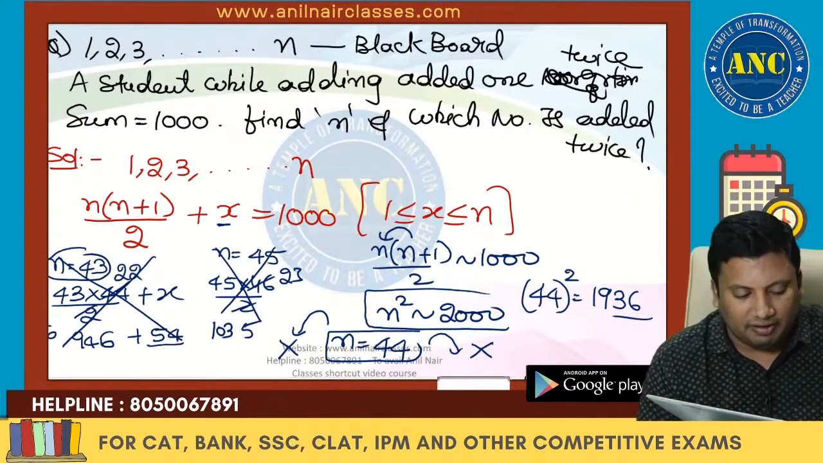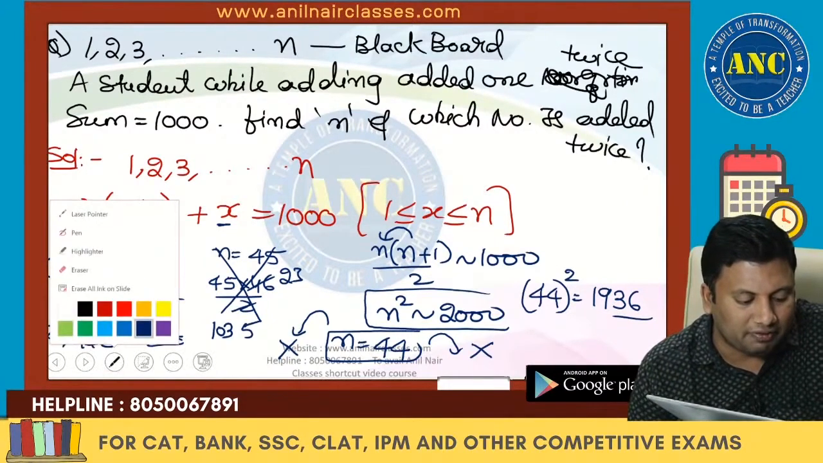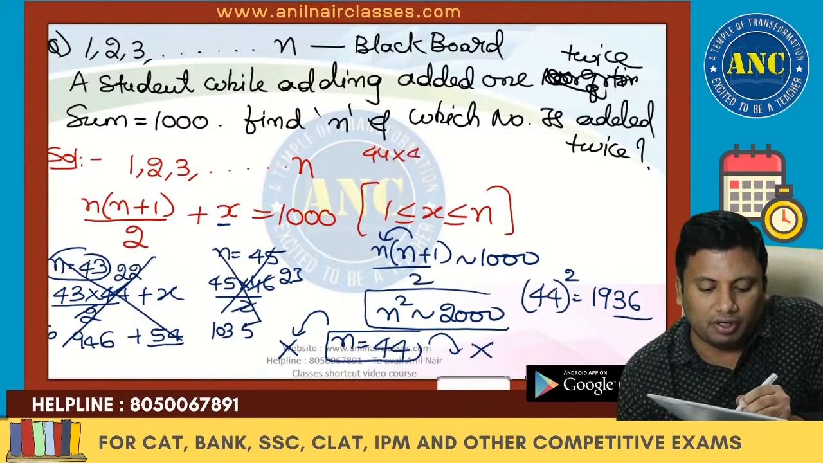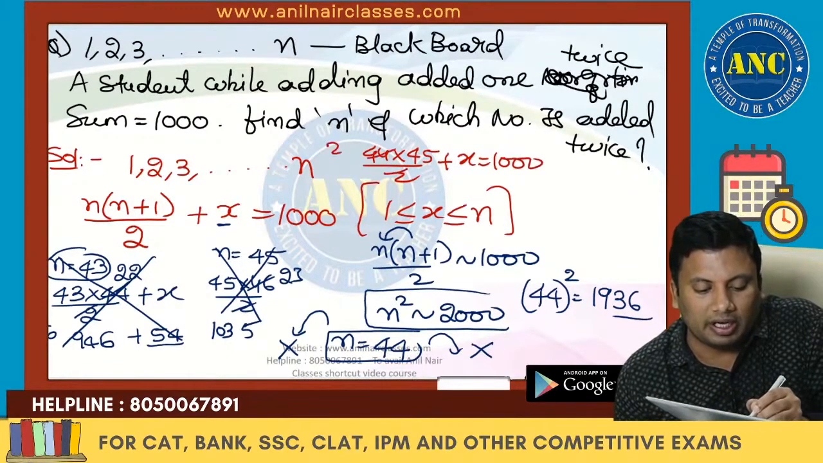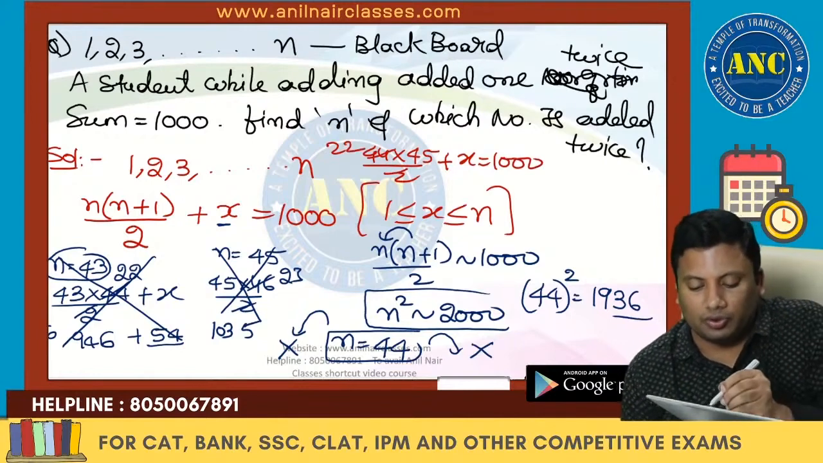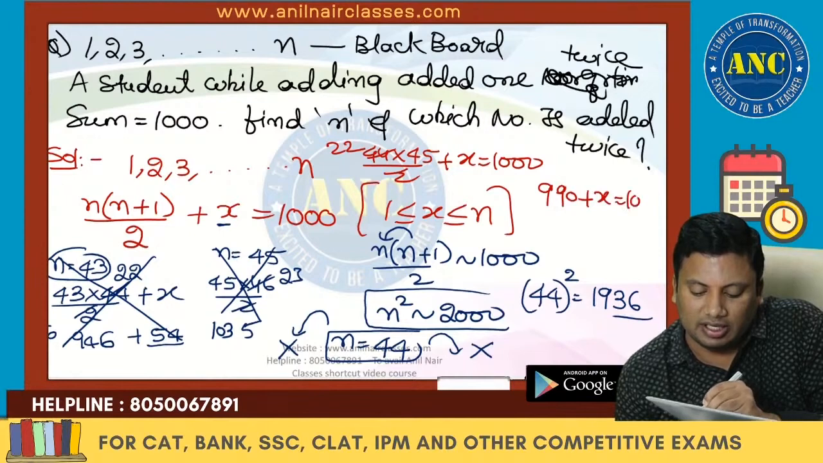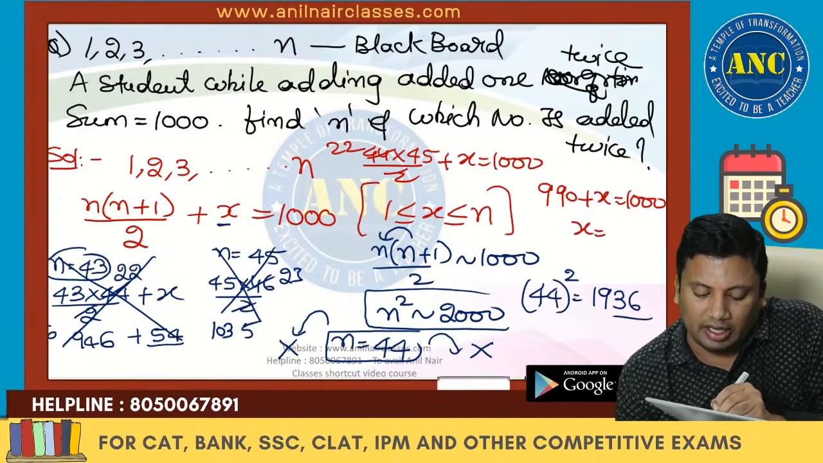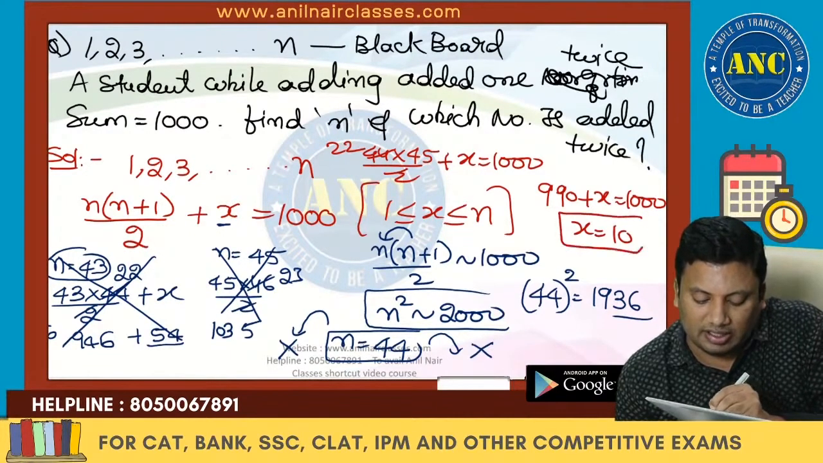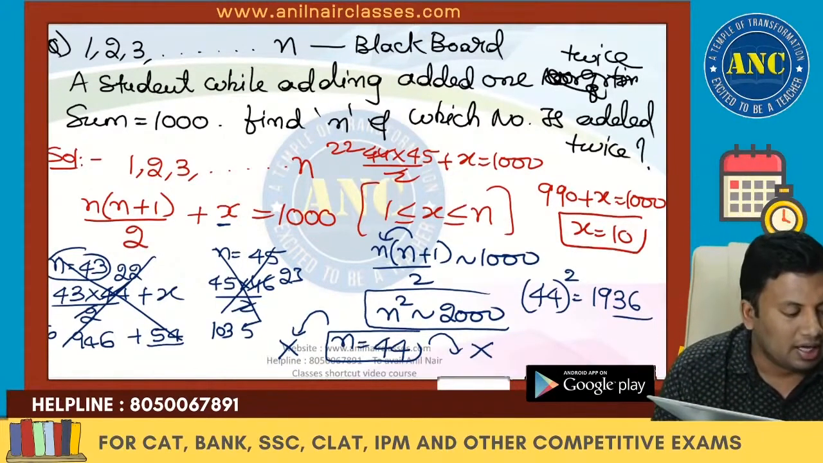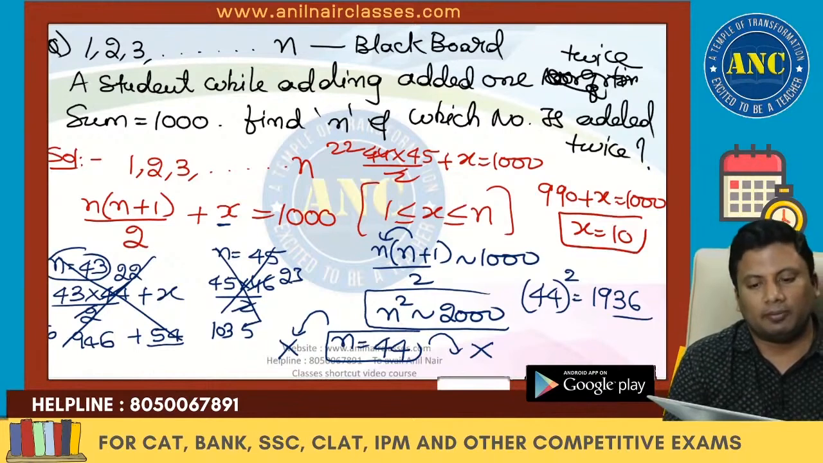N is 44. If I substitute 44, the answer is 44 into 45 by 2 plus x, which is 1000. 22 into 45 is 990. 990 plus x is 1000. The number I added twice is nothing but 10.